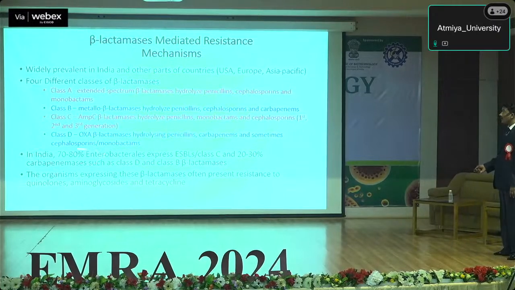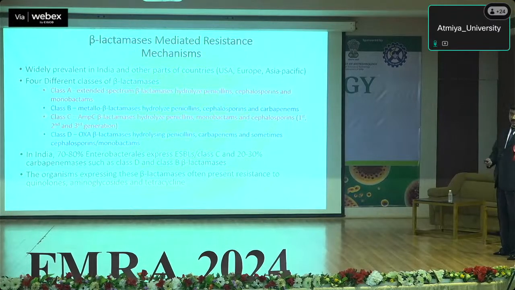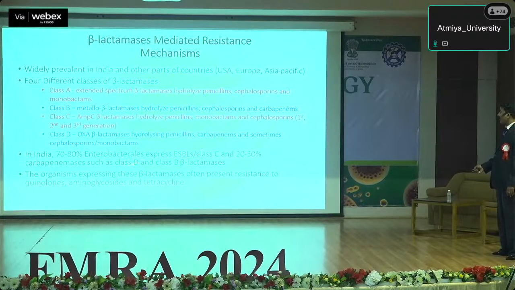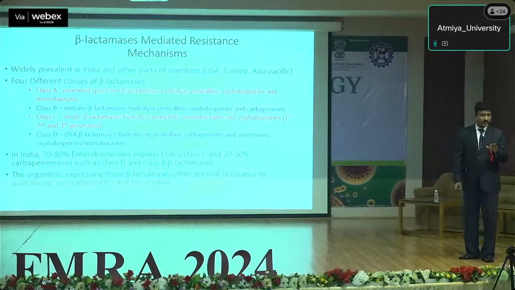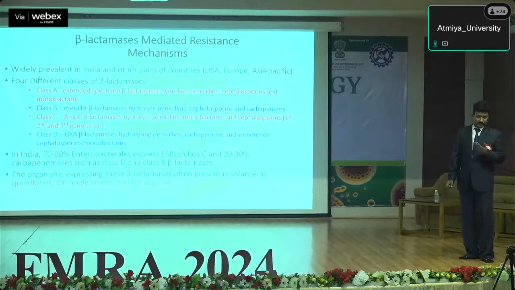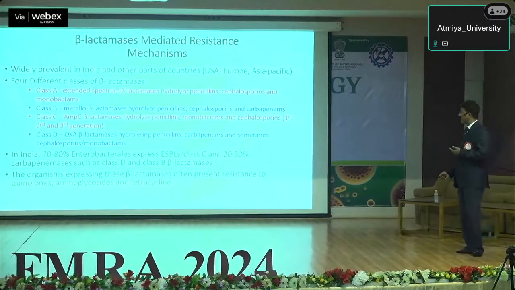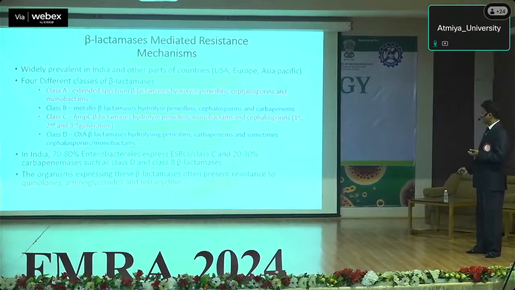Now in India, almost 80% of enterobacterial isolates express class A and class C type, and 20 to 30% express class D and some of the class B. We already have seen it, around 30% of the oxacillinase have been reported in the decade of 2010 to 2020. Organisms expressing these extended spectrum beta-lactamases are showing resistance to quinolones, aminoglycosides, and tetracycline.